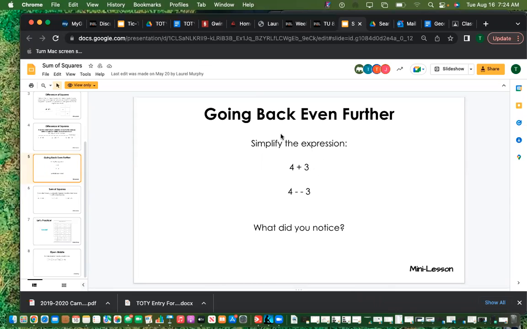What's 4 plus 3? Okay, not a trick question. All right, 4 minus negative 3. 7. 7. So what do you notice? Because a negative and a negative makes a positive, okay. They both end with 7, right? Okay.